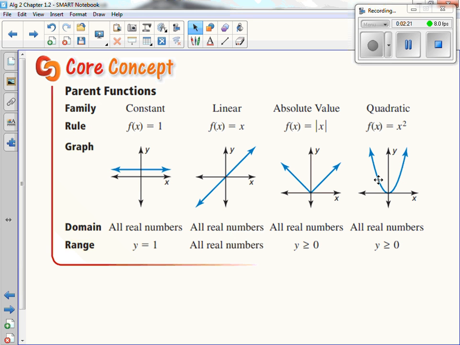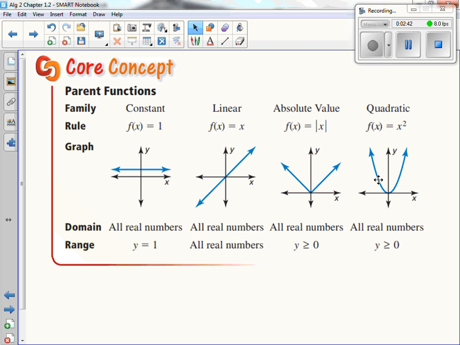And the last one we look at is quadratics. Our quadratic is a U-shaped graph. It'll look like a U. The domain is going to be all real numbers. The range here is y is greater than or equal to 0. So we're talking about the y values. Again, for the range on any of these, we're talking about the y values. So here it's just 1. That's all it is. All real numbers.